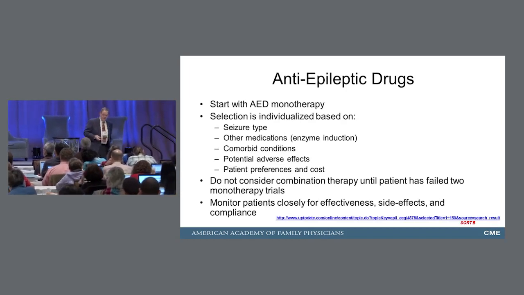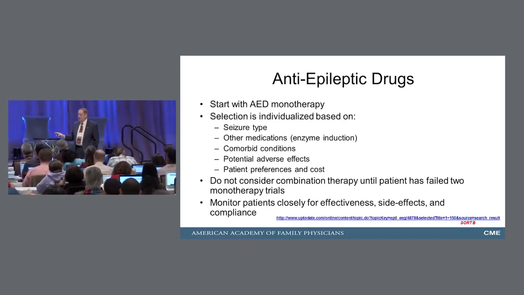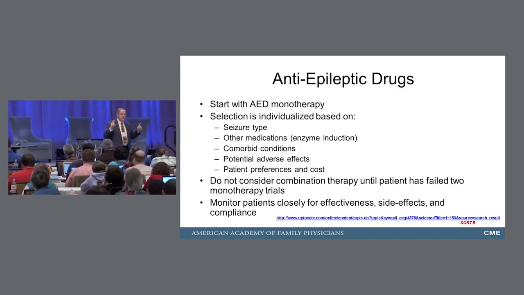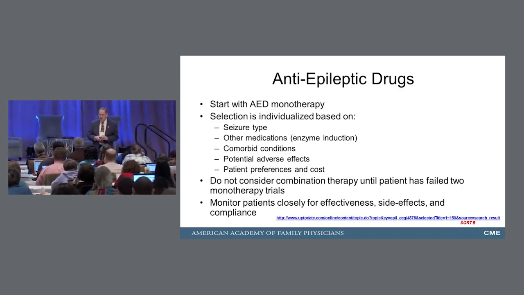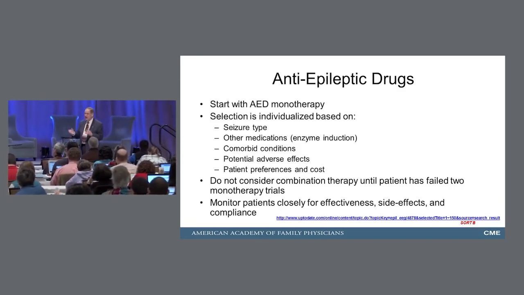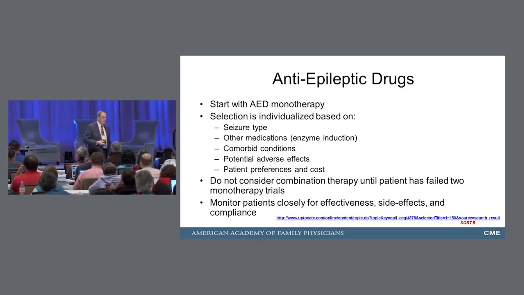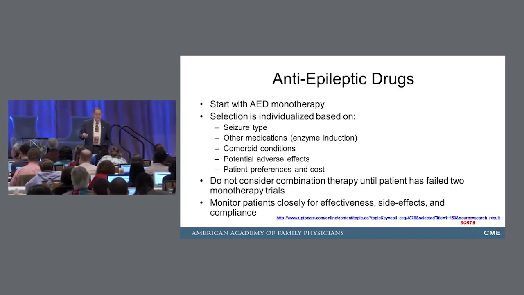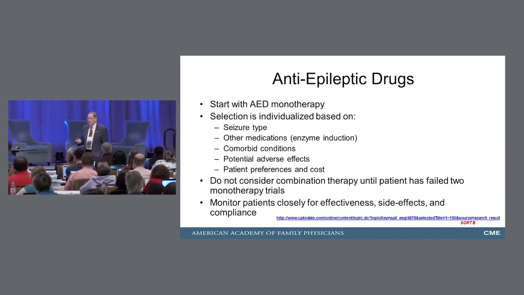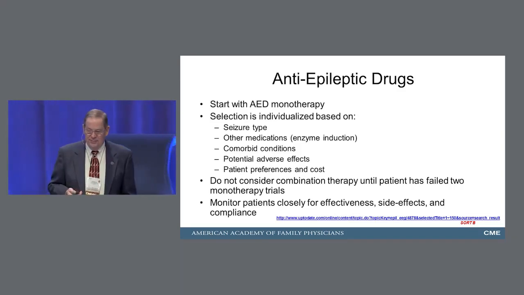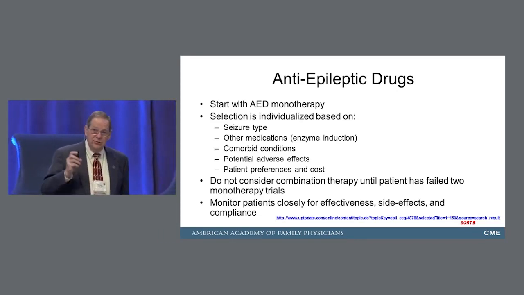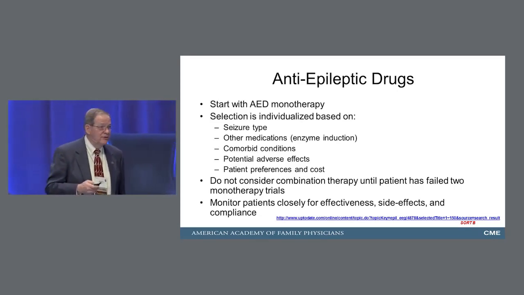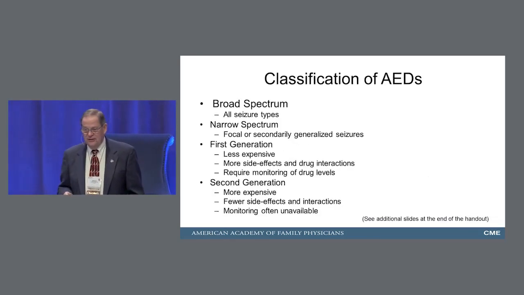Now, anti-epileptic drugs. The recommendation now is start with monotherapy. Just one drug. Choose one drug, and there's not one drug of choice. There are many out there. Your decision is based on the type of seizure, the other medications the patient's on that may be affected by stimulation of the cytochrome P450 system by some of these meds, comorbid conditions, and nowadays more and more I find it's determined by what their insurance is going to pay for, which eliminates a lot of the higher priced, newer anti-epileptic drugs. The recommendation is you try 2 monotherapy trials before you try combinations for your patients, and monitor them closely for effectiveness, for side effects, and compliance.